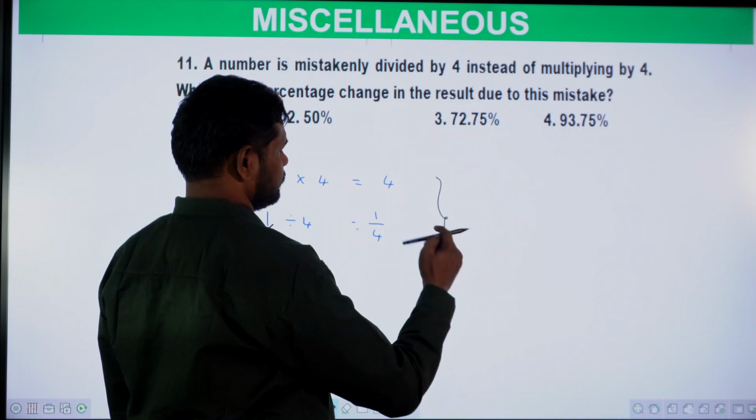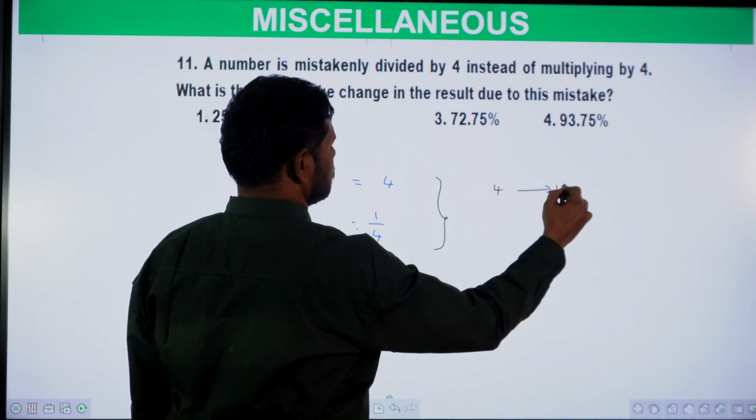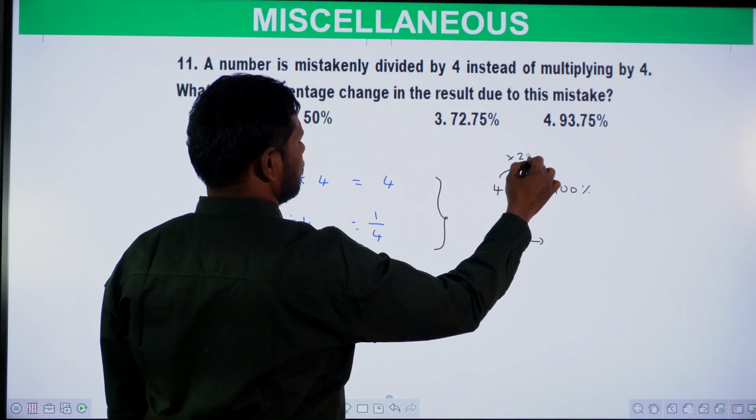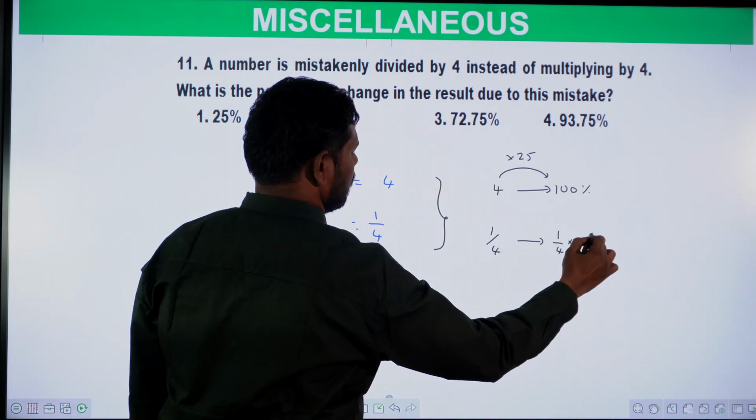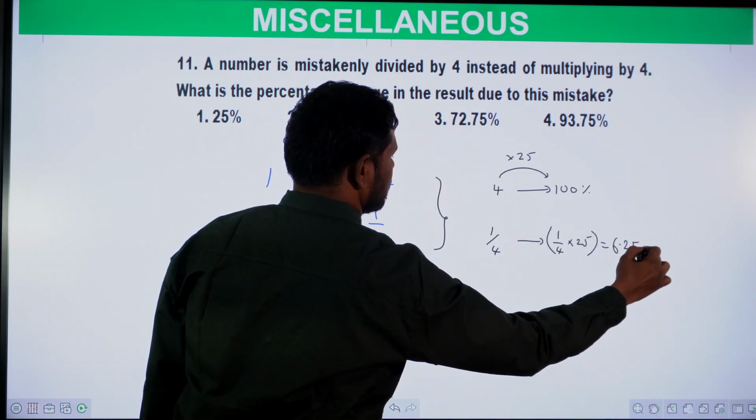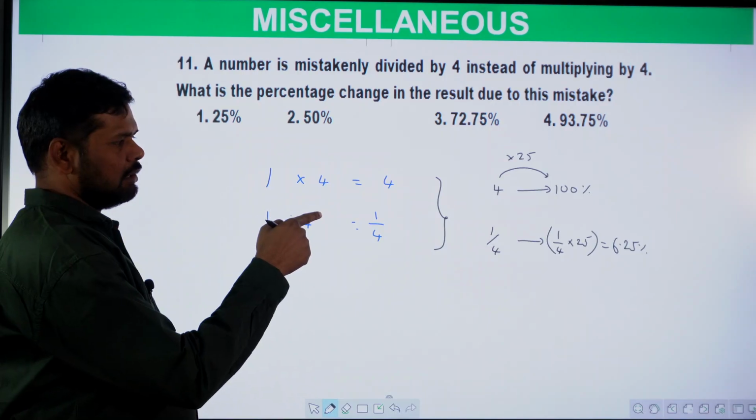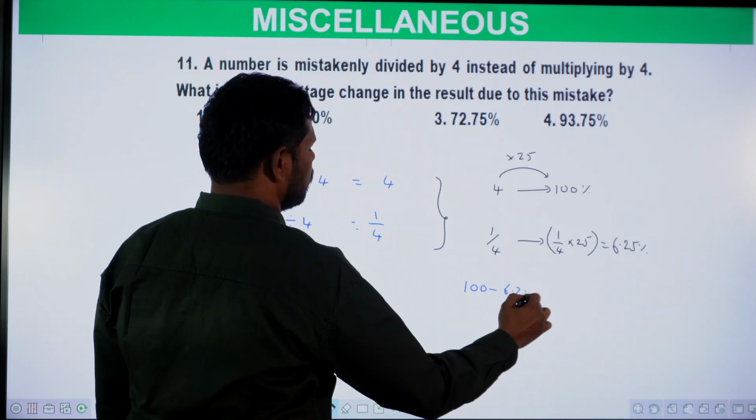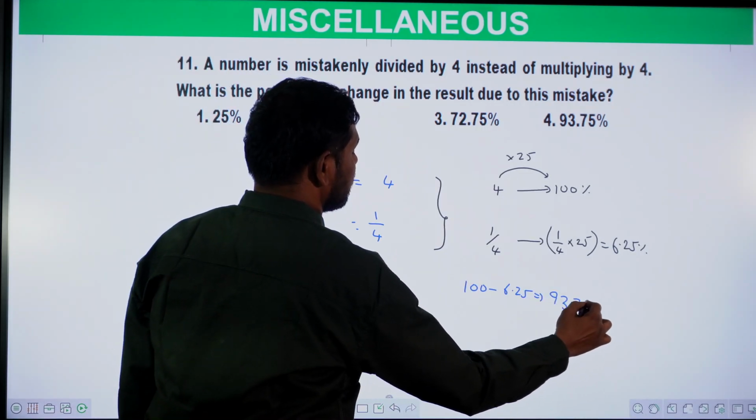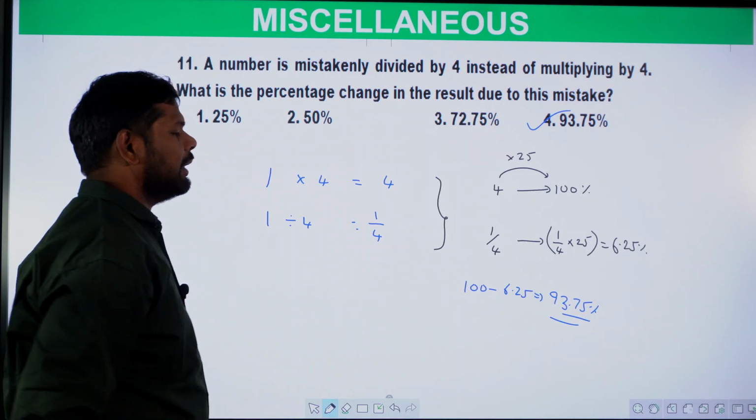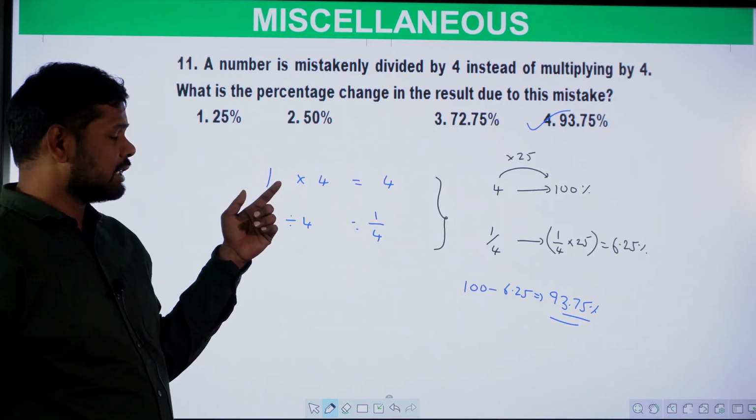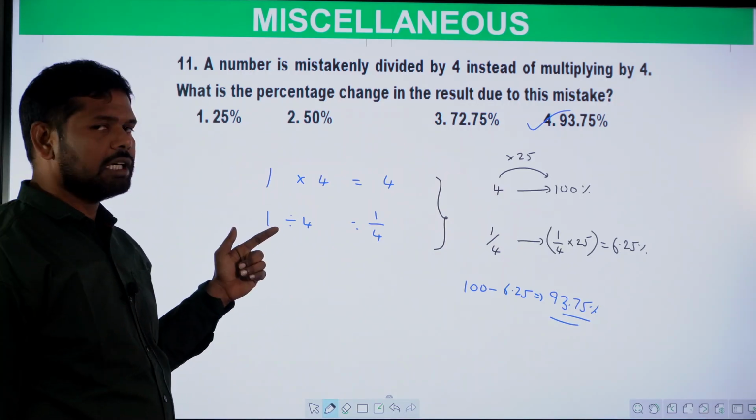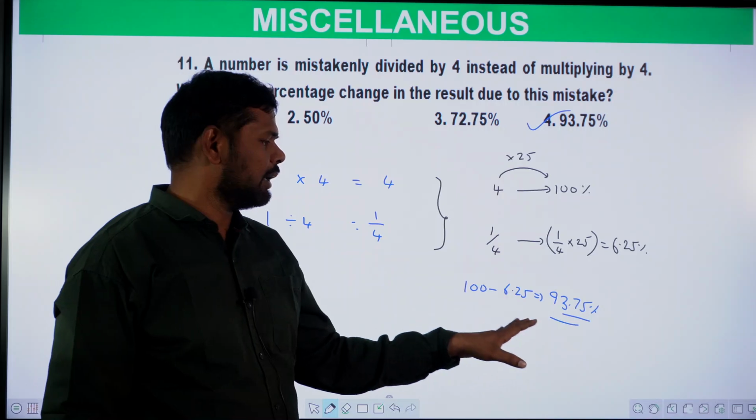Suppose 4 gives 100%, then 1 by 4 gives how much? 4 into 25 is 100. Here 1 by 4 into 25 value is 6.25%. So actually the original value is 100%, but it is 6.25%. Percentage change means difference. 100 minus 6.25 is 93.75. The percentage change happens because, instead of multiplication by 4, they divided by 4. There is a change of 93.75%.